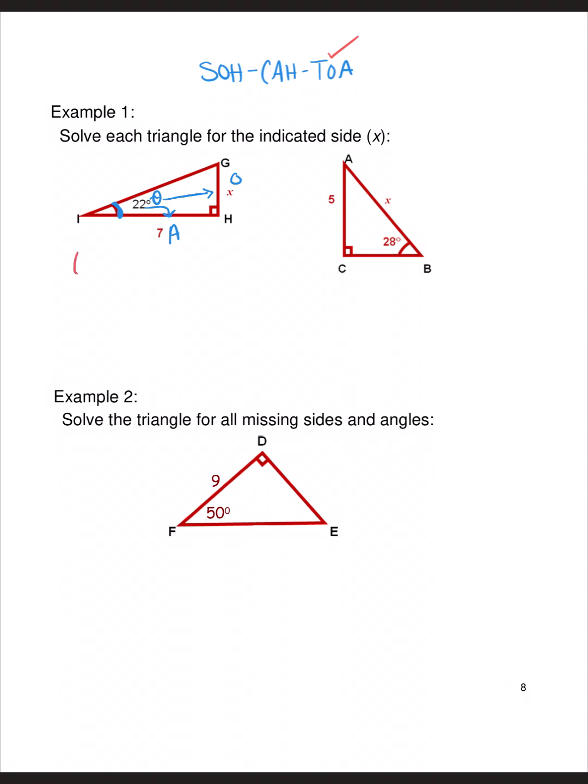So let's use tangent in this case to help us find the unknown side. Remember, the tangent of theta is equal to our opposite side over our adjacent. In this case, our theta is 22 degrees, our opposite side is x, and our adjacent side is 7. So I'm going to put that over 1, and then cross multiply. So I'll have x times 1, which is x, and then we'll have 7 times the tangent of 22 degrees. 7 times the tangent of 22 degrees is 2.8. So that would be your side length. Okay, let's try another.